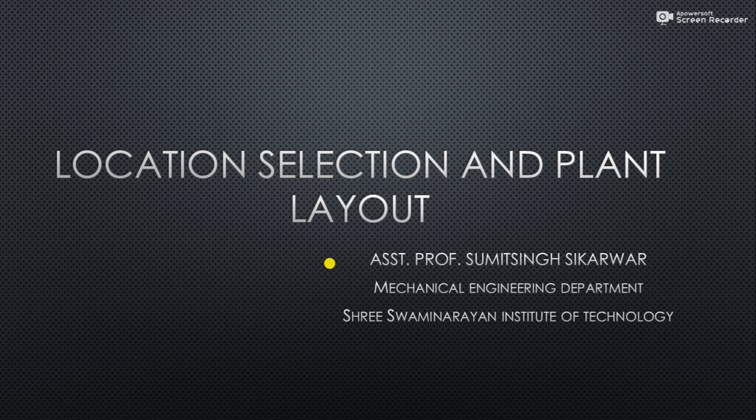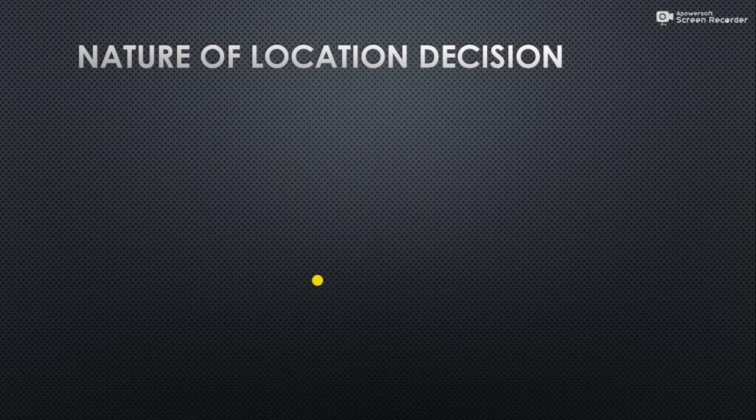In this chapter we will learn how to select the location of any plant and the different plant layouts on which an industry works. So our first topic is nature of location decision. How to decide where we should locate our industry so that we'll have the maximum profit.